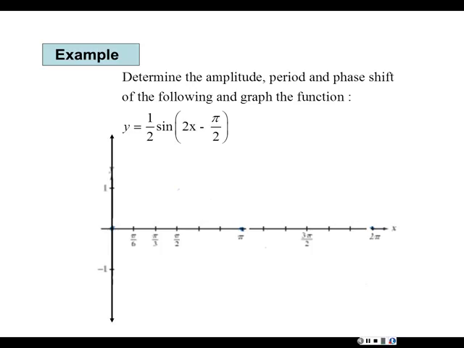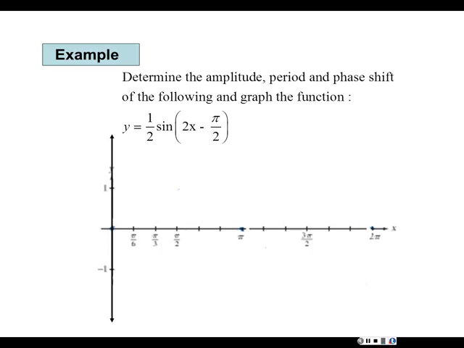This is 1, and this is negative half. This is 1. Now, the shift is pi by 4. Yeah, because this is pi by 4. Now let's see how we can draw it.